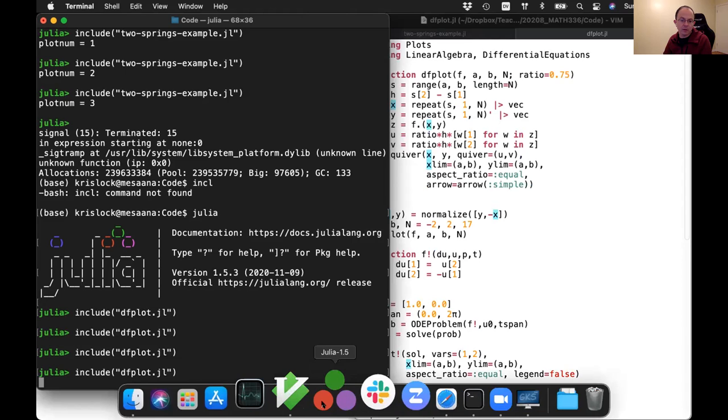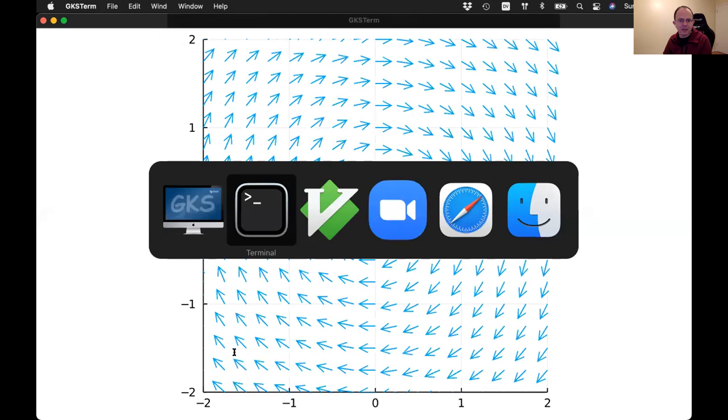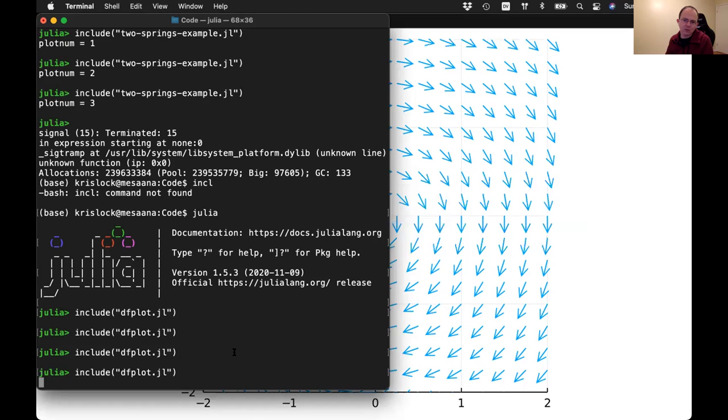Plot. Still nothing. Oh, it's still working. So it's doing it. I think it's now solving the differential equation. The first time it runs, it has to compile the code. So that's why it takes a little bit longer the first time.